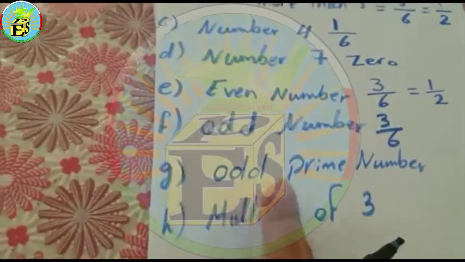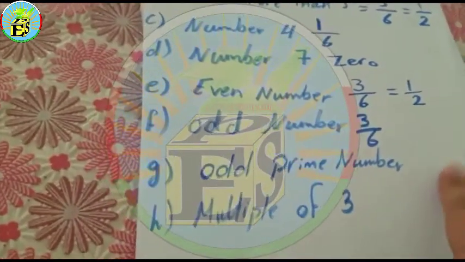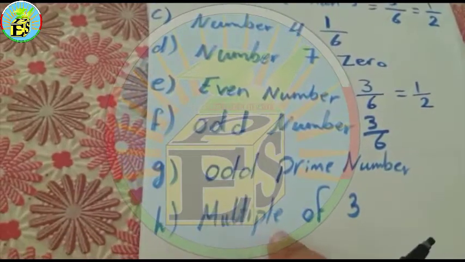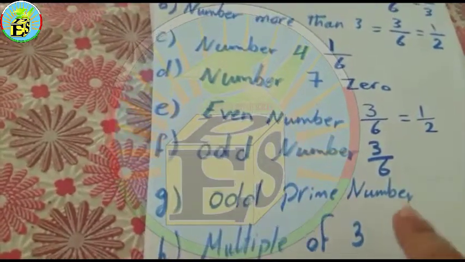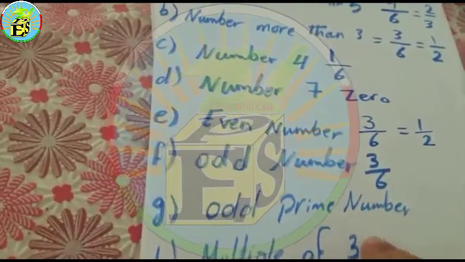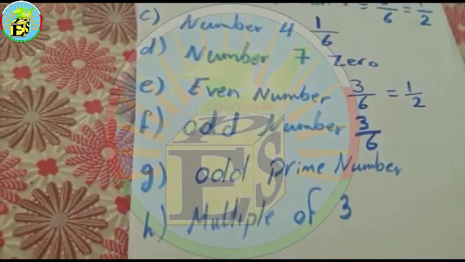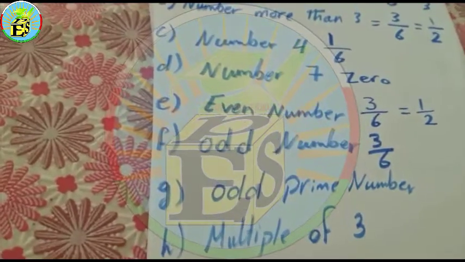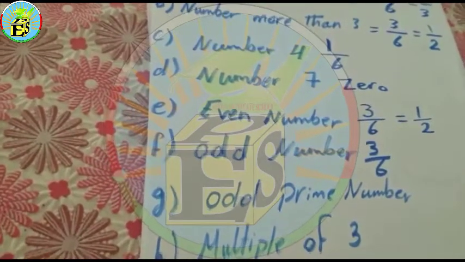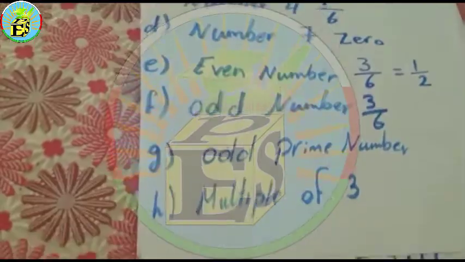What about an odd prime number? What about a multiple of 3? Solve these both and send them back to me. And of course, open your workbook. There are a lot of exercises about probability. Start guessing and solving them and send them back to me.